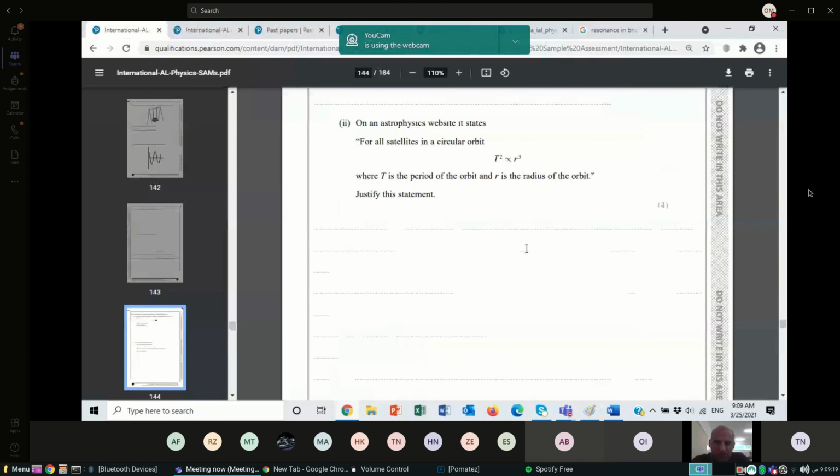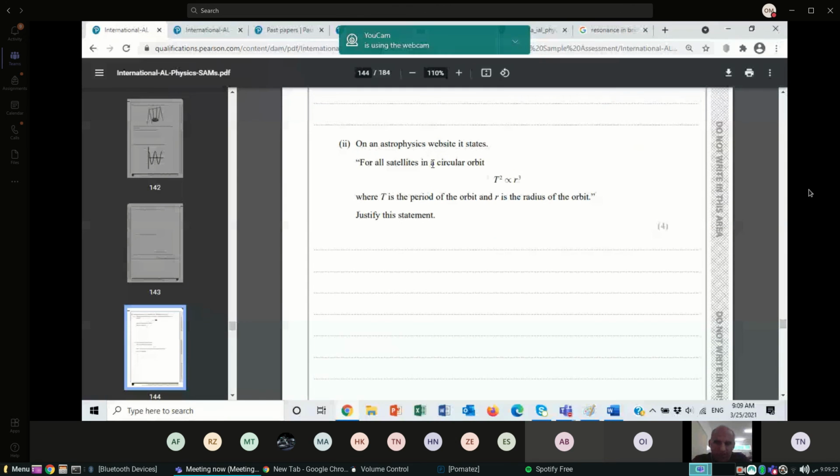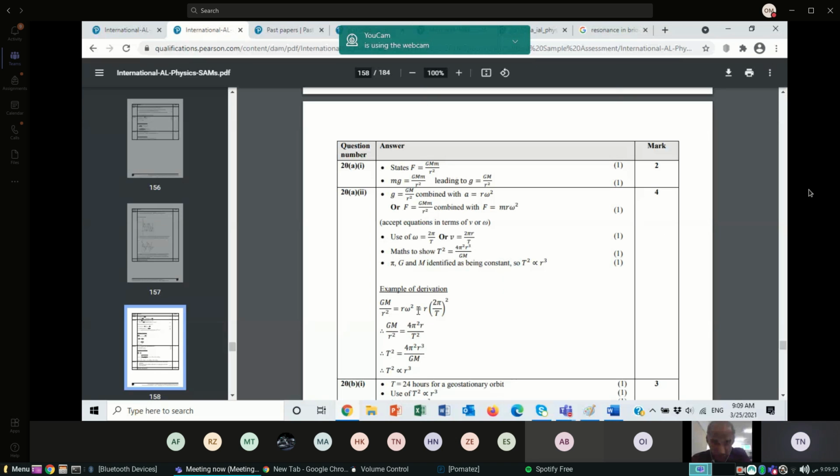This is on an astrophysics website. It states that for all satellites in a circular orbit, T square is proportional to R cube. This is Kepler's law, where T is the period of the orbit and R is the radius of the orbit. Justify this statement. So you have to prove this formula. That's how you can justify. This proof is given in the notes.